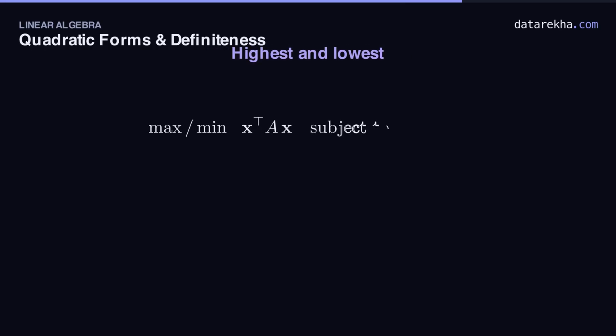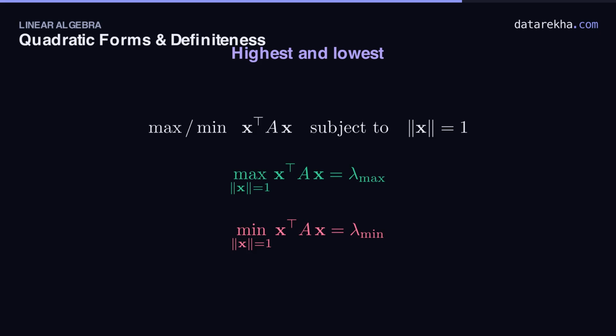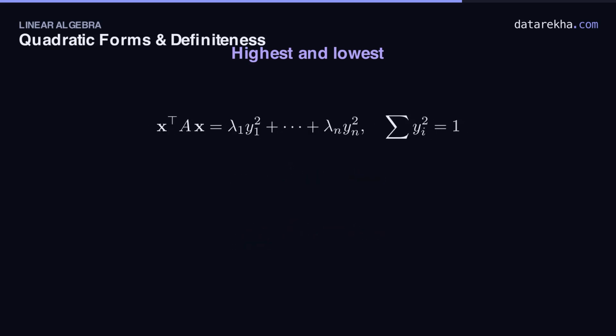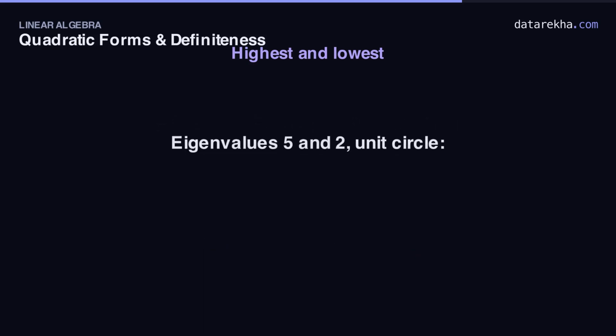One more gem, because it comes up constantly. Over all unit vectors, length exactly 1, how large and how small can x transpose Ax get? The answer is startlingly clean. The maximum is the largest eigenvalue, the minimum the smallest, and each extreme is reached when x points along the matching eigenvector. The reason is our earlier identity. On unit vectors, the form is a weighted average of the eigenvalues, and an average always lands between the smallest and largest.